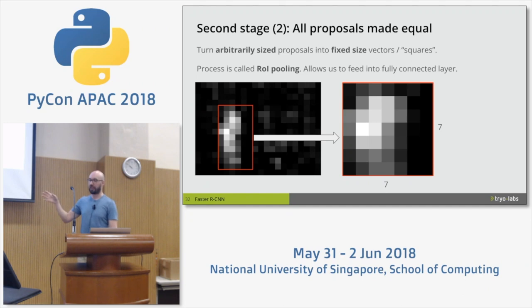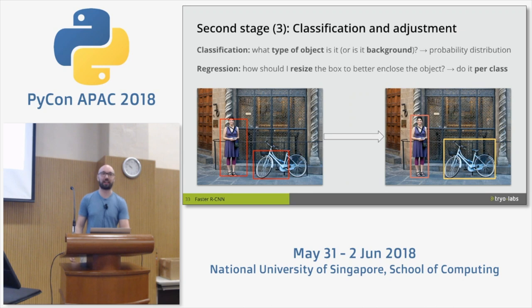So I get every region into something that is 7x7, and from this I can feed it to a classification layer. Given this 7x7 square for each region, I can say what type of object it is, or whether it is background. I can also adjust the coordinates so the bounding box is a tighter fit. The classification gives us a probability distribution over n plus 1 classes: my n classes plus background, which I discard. And the regression lets us have tighter bounding boxes.